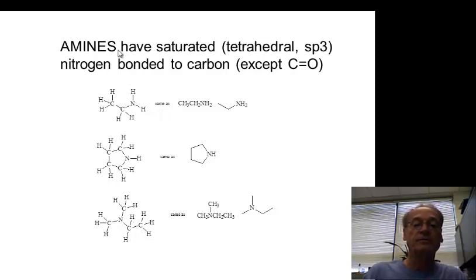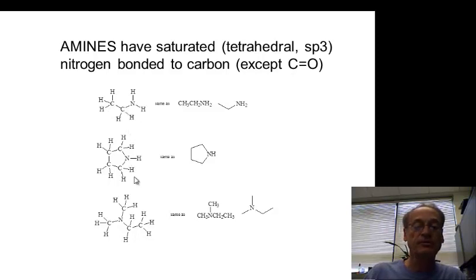But here's the definition. Amines have saturated nitrogen, no double bonds or triple bonds to it, and they need to be attached to a carbon that does not have a C double bond O. So no C double bond O attached to the nitrogen, and we'll see why when we get to the class of compounds called amides here in a few minutes. But this is an amine.